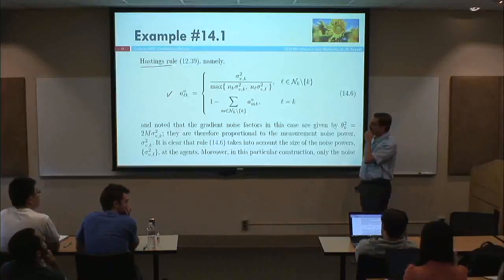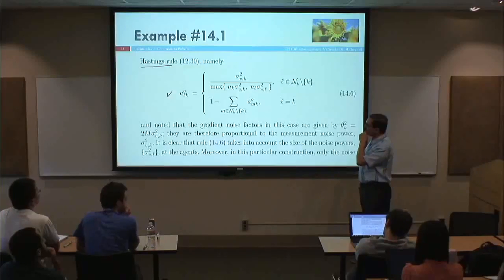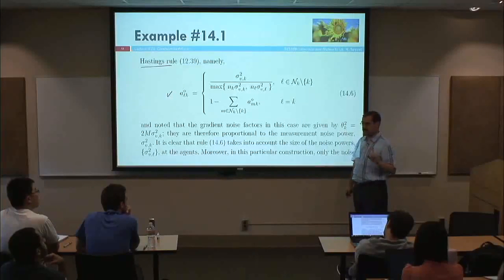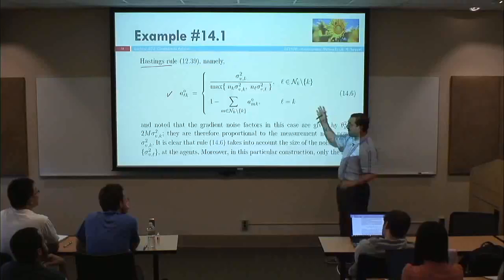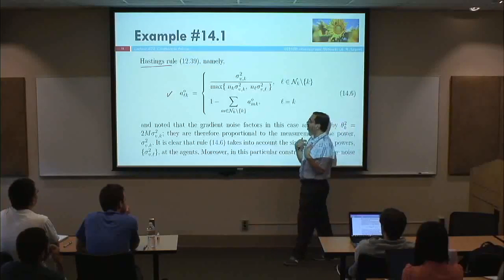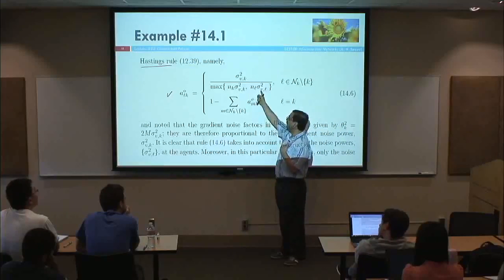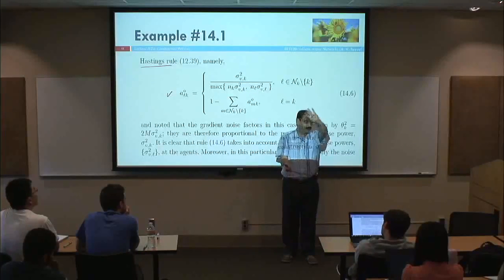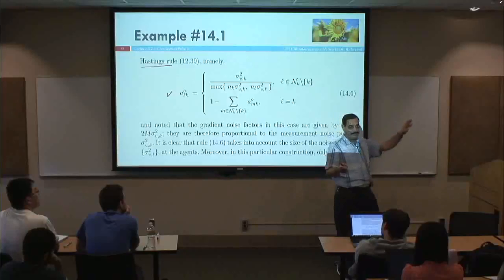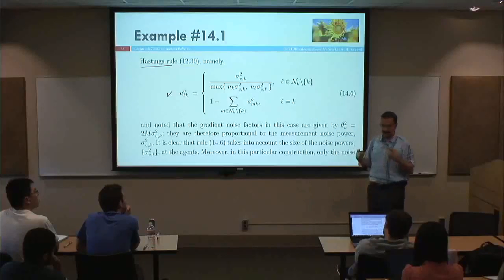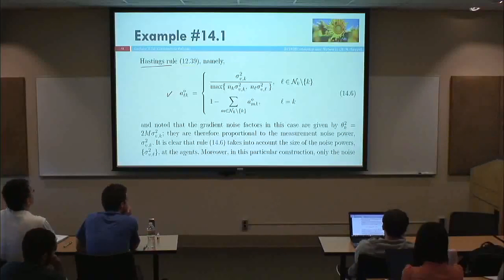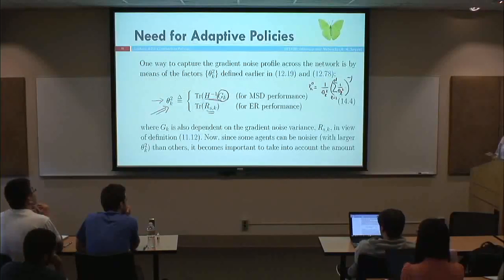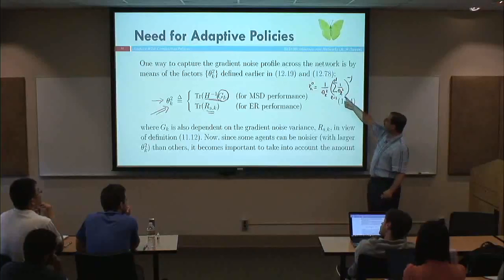Now, in this particular rule, by the way, this is fully distributed, right? Somebody asked me this question last time, and you already see it here. The Hastings rule is fully distributed. I'm agent K. I only need to know the degrees and the noise powers of my immediate neighbor L. I don't need to know anything beyond my neighborhood, right? So the Hastings rule is distributed, okay? Number one. Number two, another thing that you might say is, well, but these expressions for P depend on this normalization.